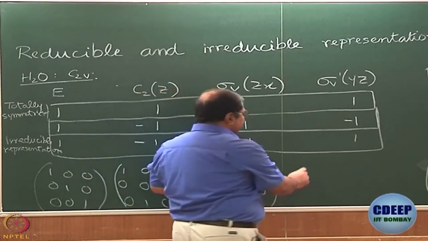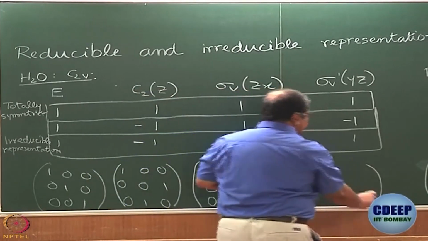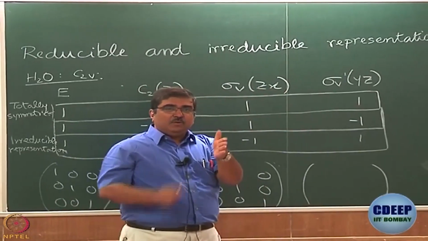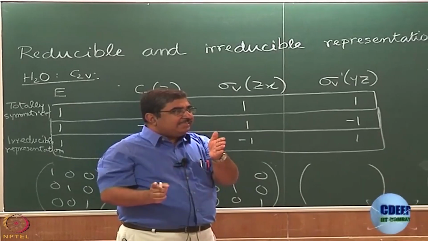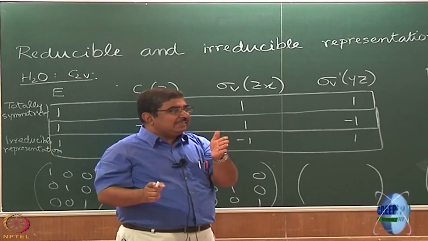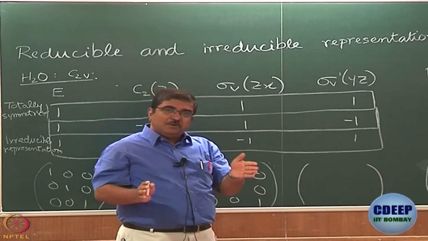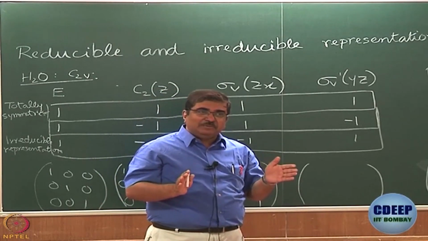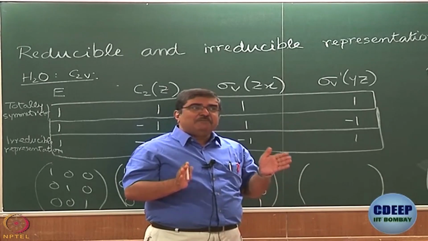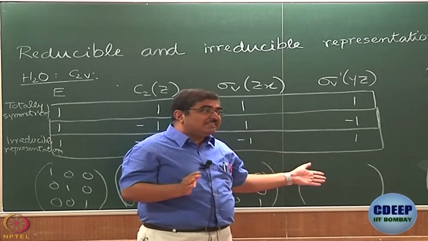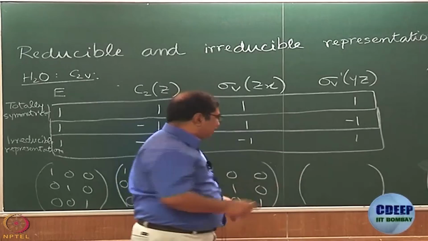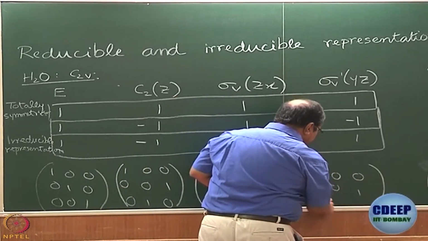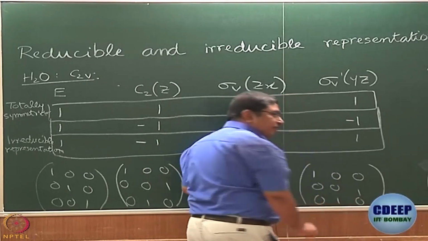And finally, sigma v dash yz. So, O remains O, HA becomes HB, HB becomes HA. First look, it seems that the operation is exactly the same as C2, right? But if you are picky, then it is not. I mean, the matrix is the same. Let me write the matrix first. 1 0 0, 0 0 1, 0 1 0.